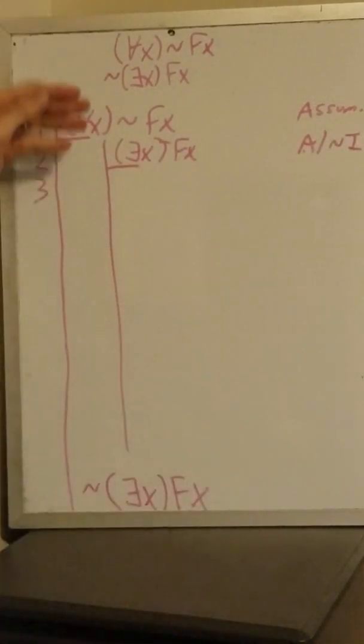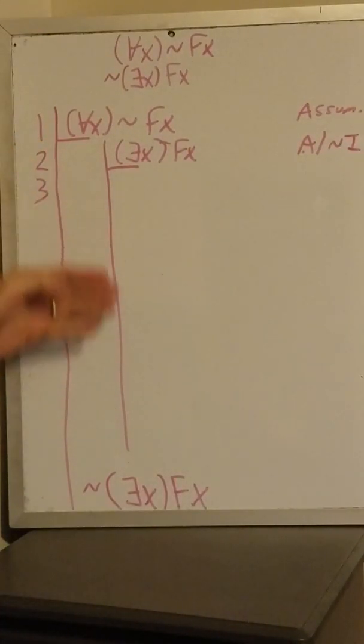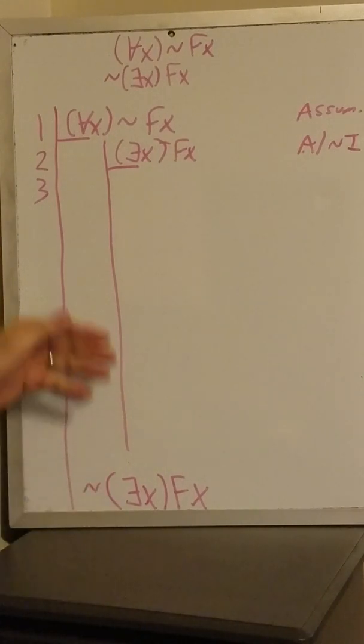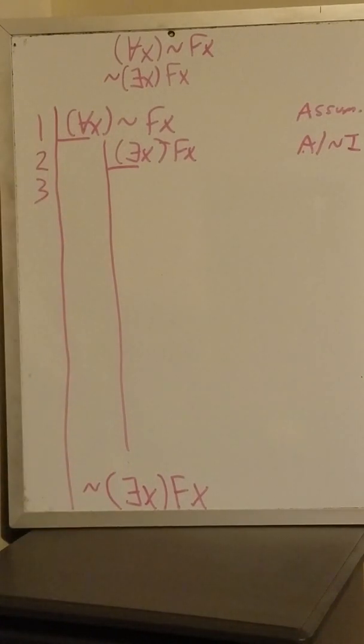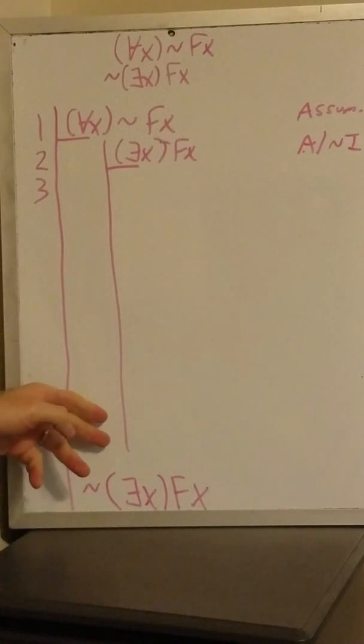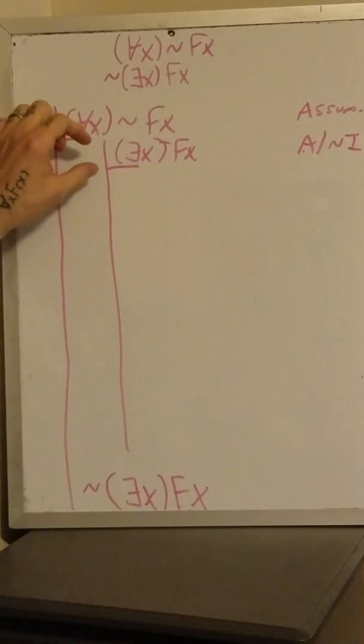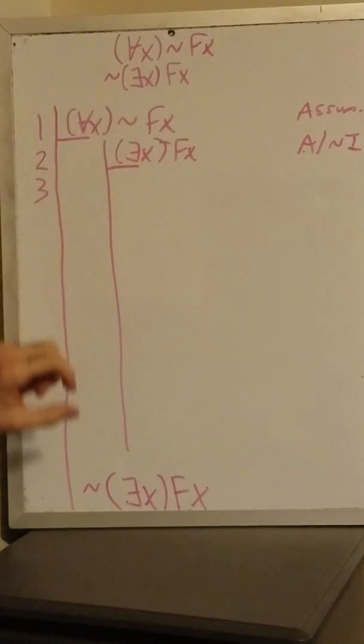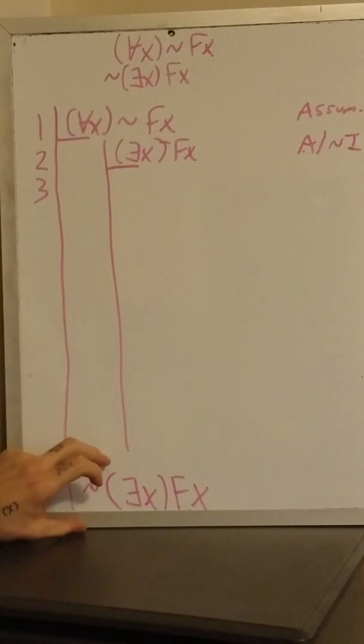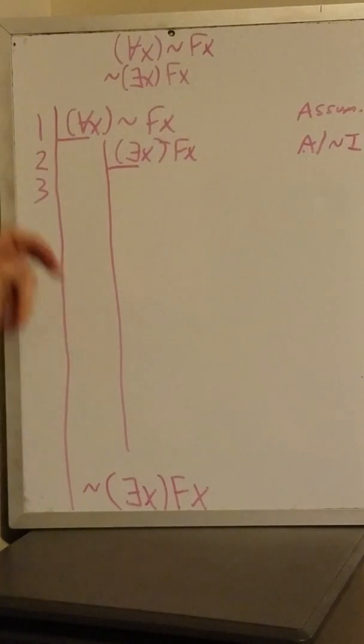All right, so what are we trying to get in this subderivation? We're trying to get some kind of a contradiction, right? And this is one of those kind of odd ones where the contradiction that we're going to try to get is with this, so we're going to try to derive this inside of this subderivation.